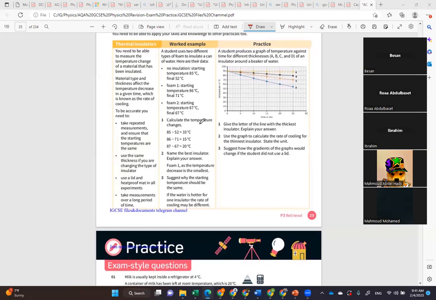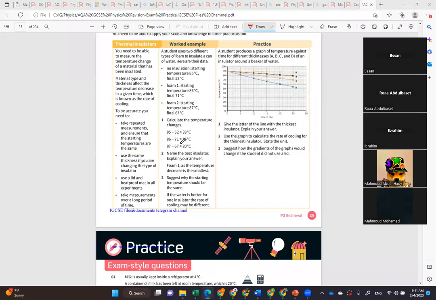So which one is the best insulator? Which one is the best insulator? Best insulator means the one that reduces the temperature by the minimum amount. Which one is the best insulator? For sure it is not number one. Number one is no insulation. So if you look at foam 1 and foam 2, which one do you think is the best insulator? Bisan, can you answer?